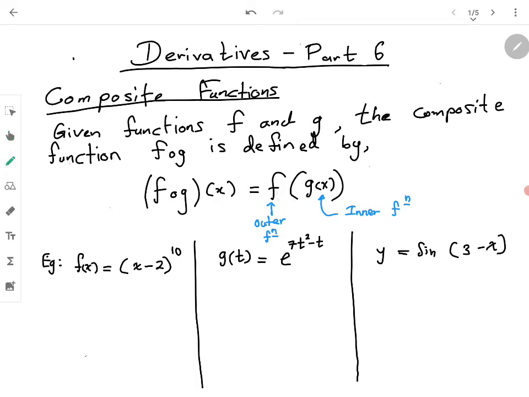So we have f, which is the left function, which is the function that acts as the outer function, and g, which is the right side function that acts as the inner function. So g is inside of f. So this type of function is called a composite function.